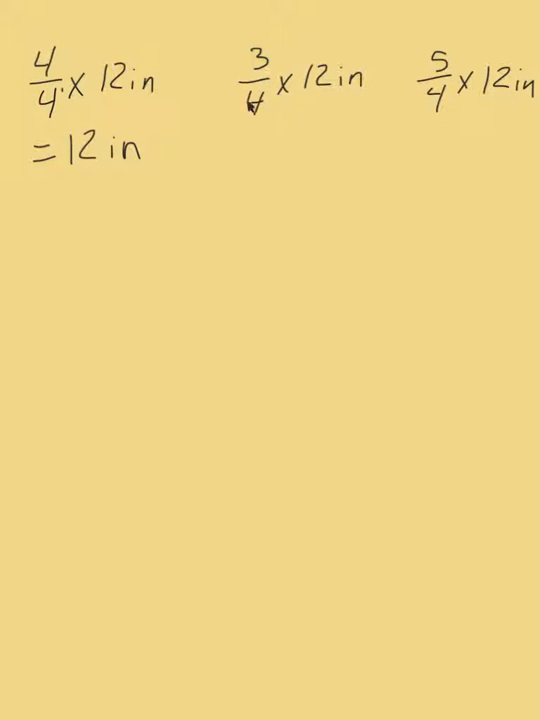The next problem is 3/4 times 12 inches. I know that 3/4 is less than 1. So if I'm multiplying 12 inches by something that's less than 1, then my answer, 3/4 times 12 inches, is going to be less than 12 inches, because it's not multiplied by a whole number. It's multiplied by a fraction of a whole.